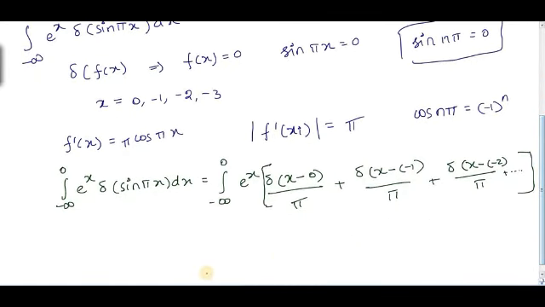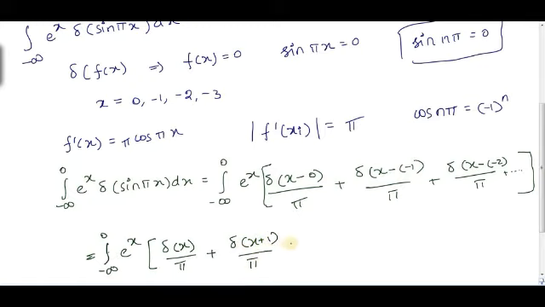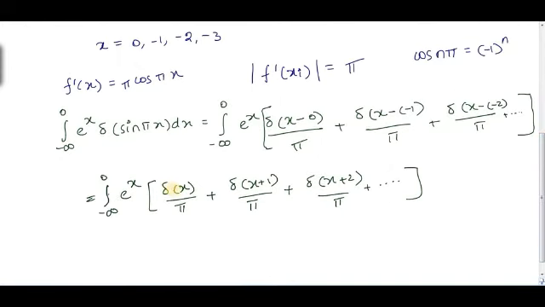Now further I can simplify this. The integral from minus infinite to 0 of e power x into del of x by pi plus del of x plus 1 by pi plus del of x plus 2 by pi and so on. So here we will substitute the centers into this function. See, all the centers lie between the limits.